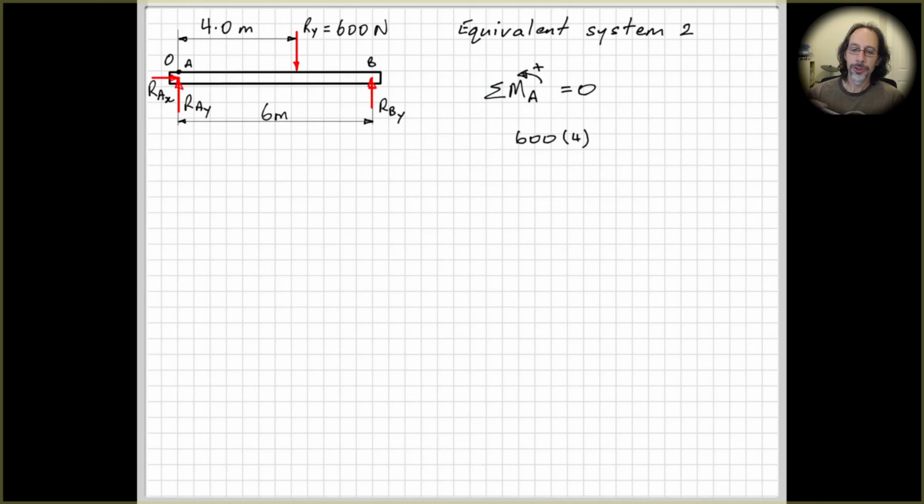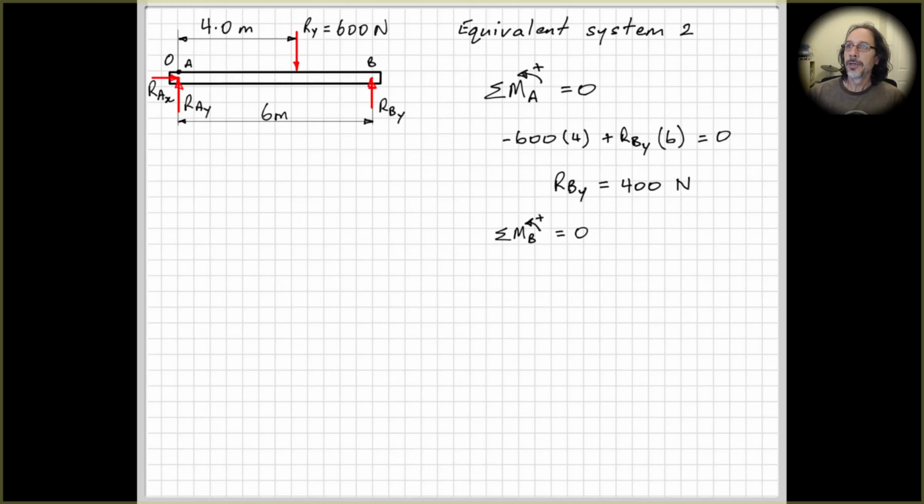So we'll have 600 times 4, and hopefully you can see that that will tend to rotate clockwise. So that's going to be negative. Put a negative in front of that one. And we also have our force out here, RBY times 6, and that's going to tend to rotate anti-clockwise. So this one's going to be positive. Put that in, all equal to 0. Rearrange and solve for RBY, and we get 400 newtons, same as we had before.